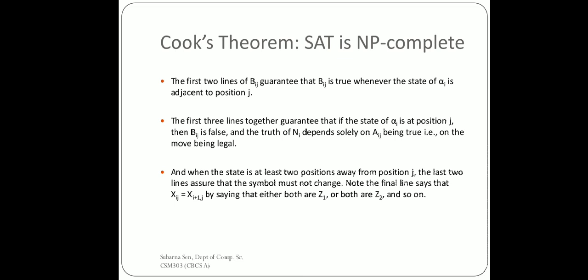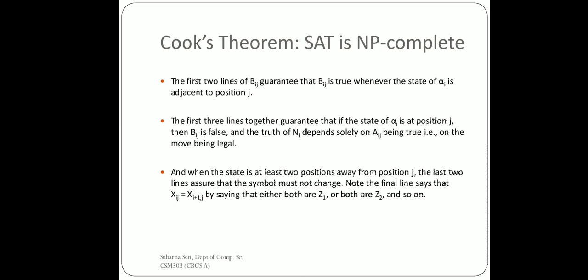And when the state is at least two positions away from position j, the last two lines assure that the symbol must not change, right? So now you can find in the previous slide what the last statement was saying. It was y i j z1 and y i+1 j z1. That means what?